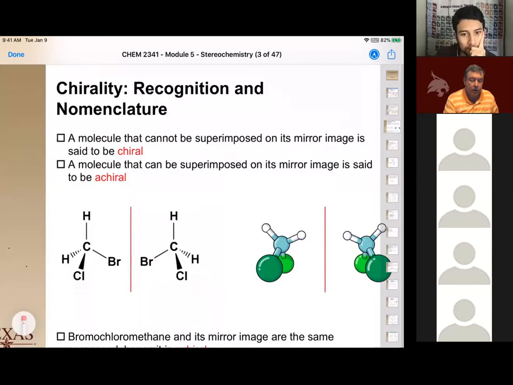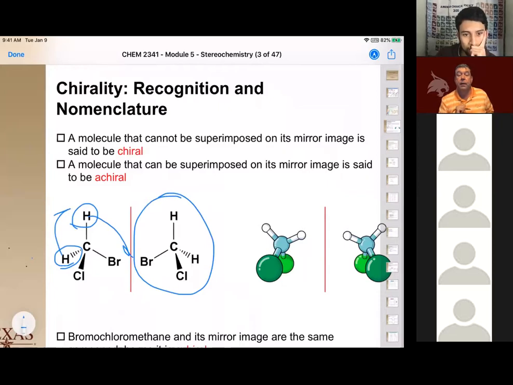So even though we can draw this as a mirror image of itself, we have 2 of the same group. We have 2 hydrogens, which means all we have to do is basically rotate this part down and this part up, and it'll look exactly like this molecule. Now, if we have something that can make a mirror image, but we can rotate the molecule around so they line up, we call this achiral or non-chiral.